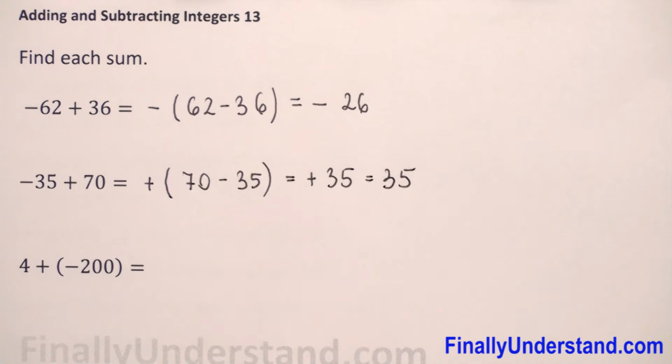Next example, we have 4 plus negative 200. Again, we have addition of integers with different signs. First is positive, second is negative. First we check which of the numbers is greater. 200 is greater than 4, so we check the sign before the greater number. It is negative.